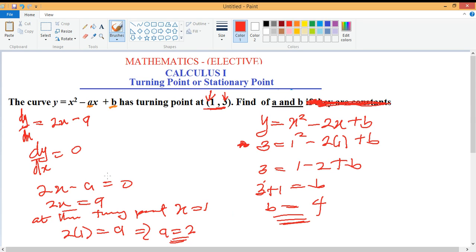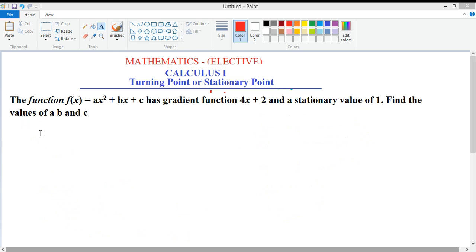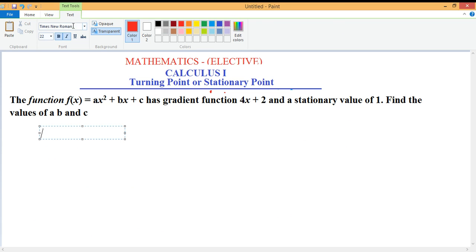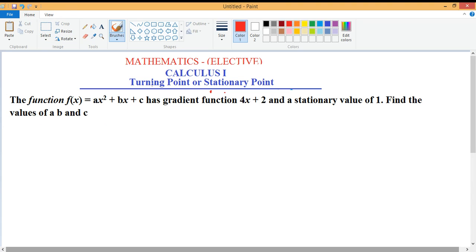So the last question I'm going to solve for this lesson. Stay tuned. Let's look at the last question for the day, and I give you some exercise to perform. Now, the function f of x is equal to ax squared plus bx plus c has a gradient function 4x plus 2 and a stationary value of 1. Find the value of a, b, and c.